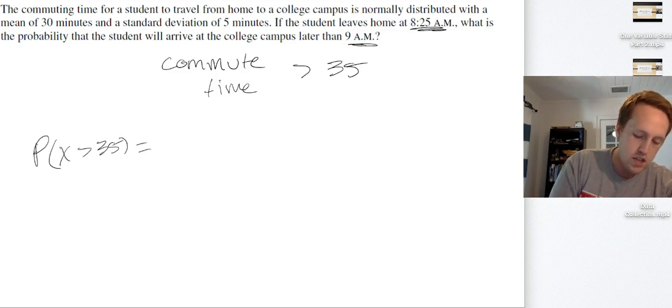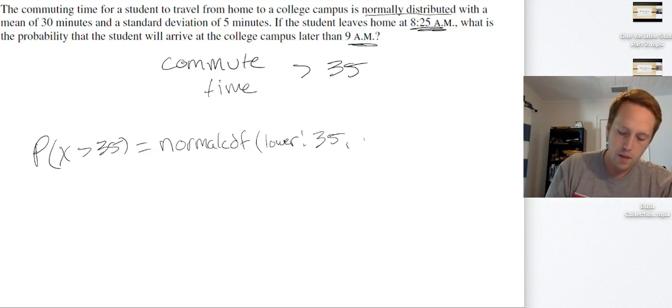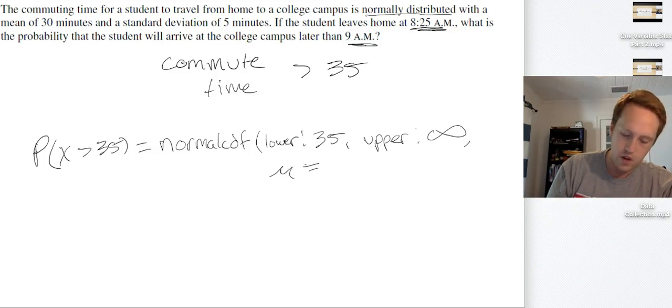I'm going to do a normal CDF to do that because it said normally distributed. If it's not normally distributed, you better find another way to do this problem. The lower bound is going to be 35. The upper bound is going to be infinity because it just says greater than 35 minutes. Hopefully she gets there eventually, though. The mean is 30. And the standard deviation is 5.